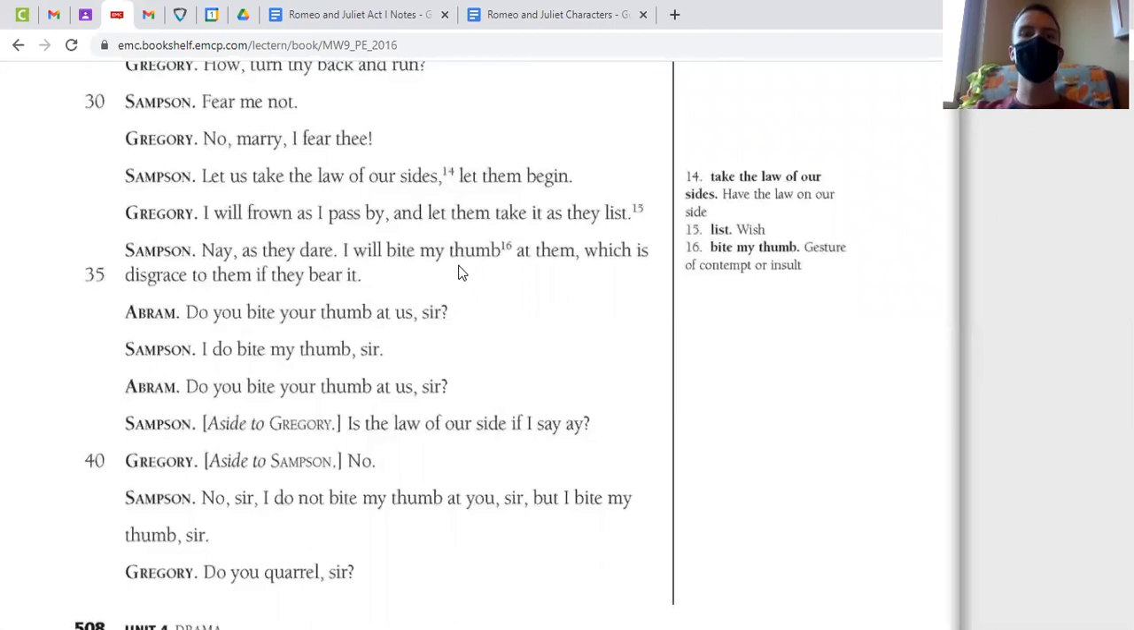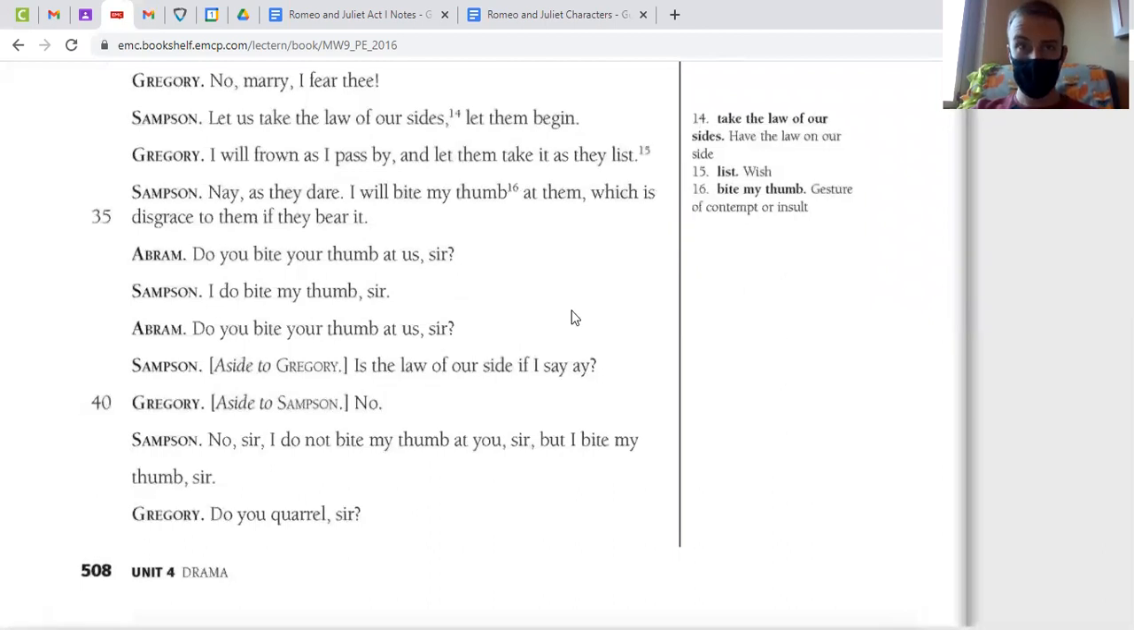Okay. So Samson decides, you know what? As they are, I will bite my thumb at them, which is a disgrace to them if they bear it. So if somebody flipped you off in the street, then you have a choice to make. Do you say, hey, you flipped me off, what's going on? Do you defend yourself or do you keep walking? And Samson says, if they keep going after I bite my thumb at them, it's a disgrace to them. All right. I really got him that time. Okay.